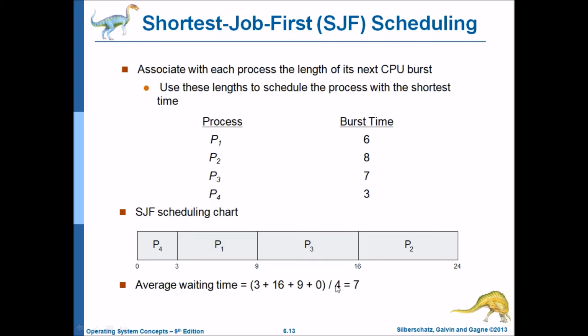So the average waiting time would be 7. Basically, we just order the processes with respect to their burst times. The lower the burst time, the higher its priority in the ordering.